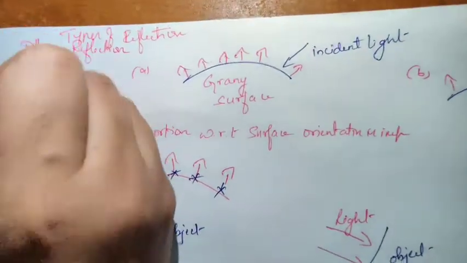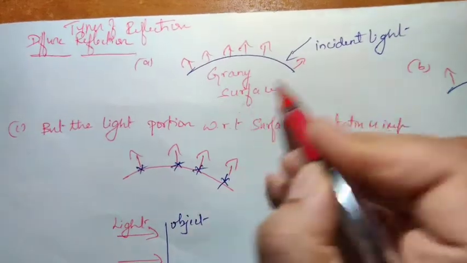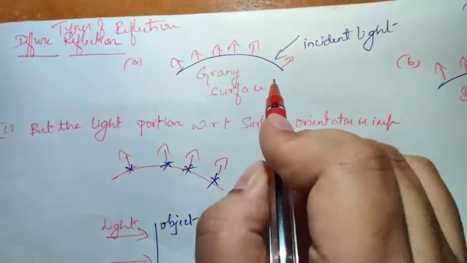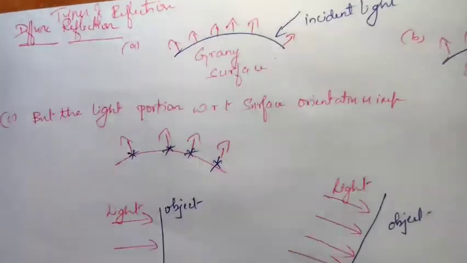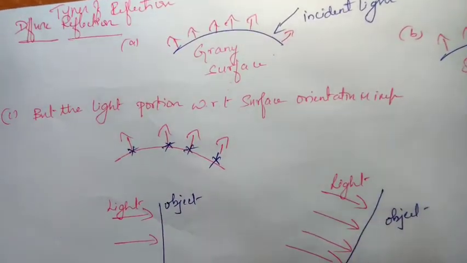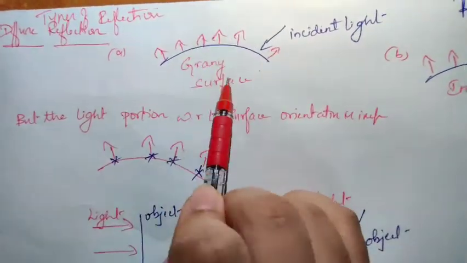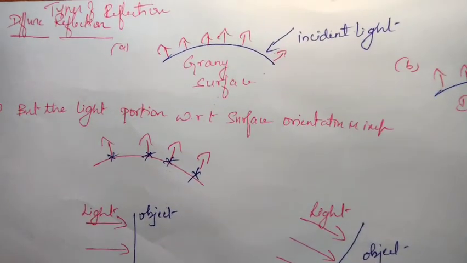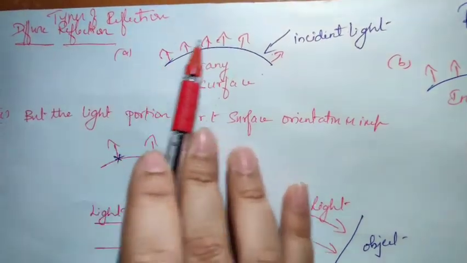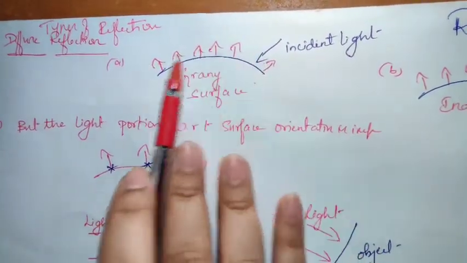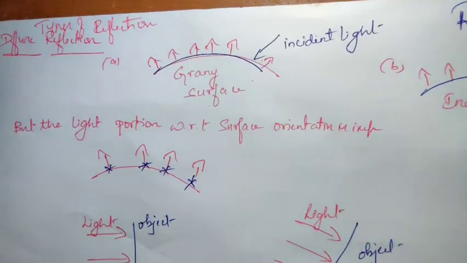In the case of diffuse reflection, light falls on a grainy surface, or rough surface. I already explained that a rough surface absorbs a huge amount of light but reflects a small amount of light. So when light is incident on this grainy surface, the reflection of light will have equal brightness at all points. This is related to diffuse reflection.